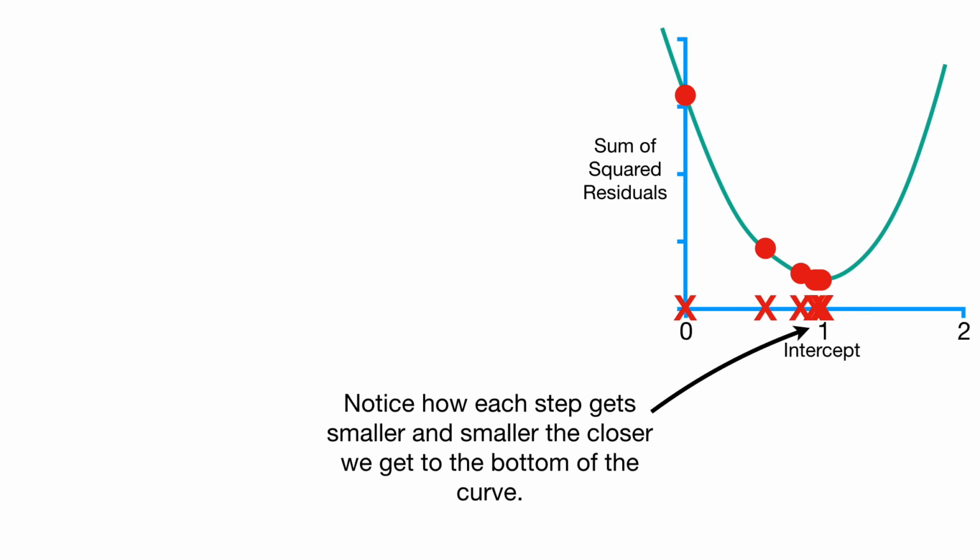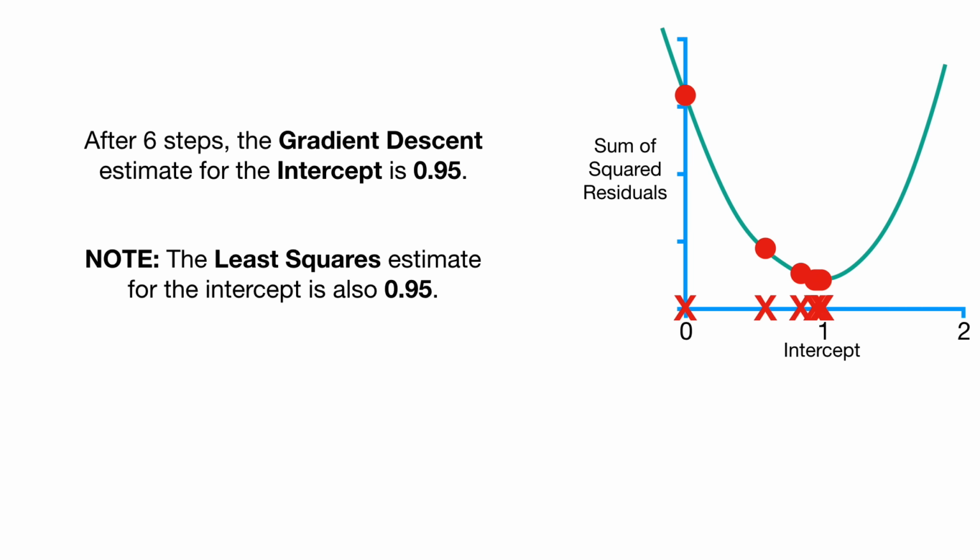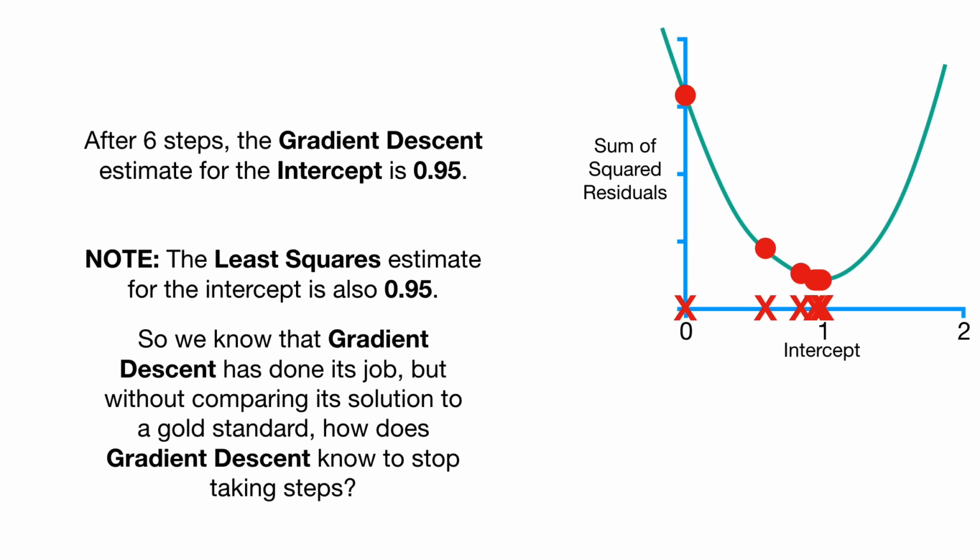Notice how each step gets smaller and smaller the closer we get to the bottom of the curve. After 6 steps, the gradient descent estimate for the intercept is 0.95. Note, the least squares estimate for the intercept is also 0.95. So we know that gradient descent has done its job, but without comparing its solution to a gold standard, how does gradient descent know to stop taking steps?